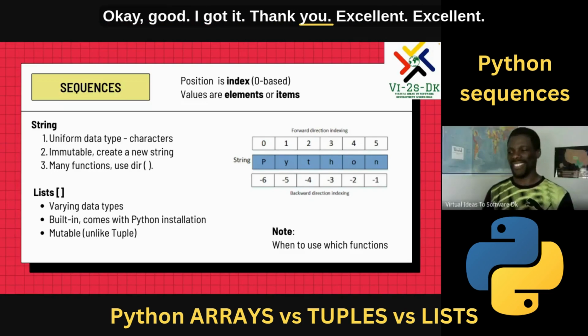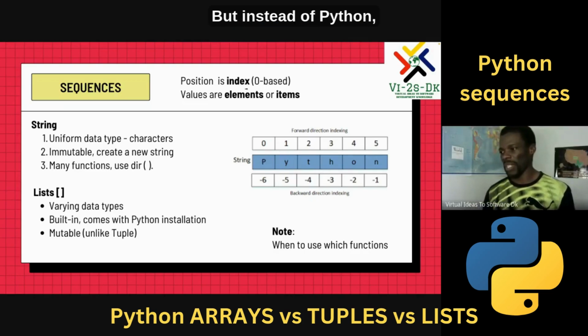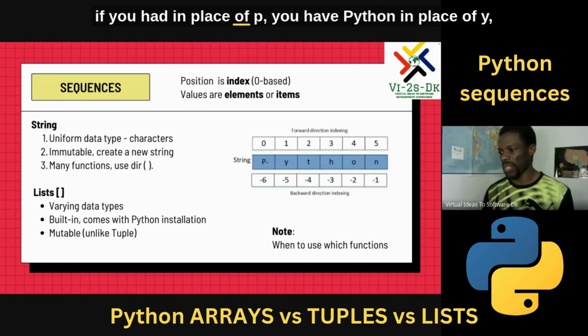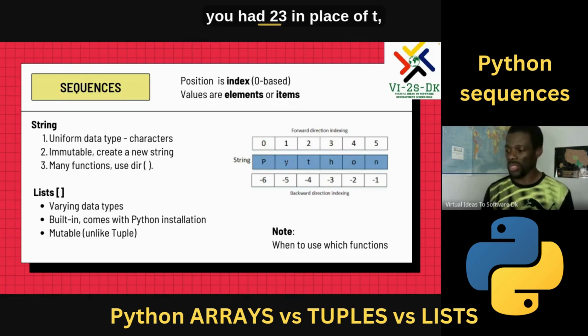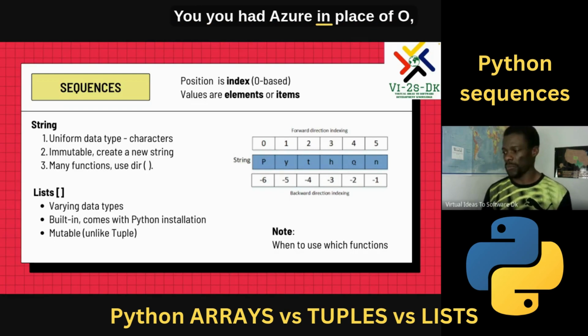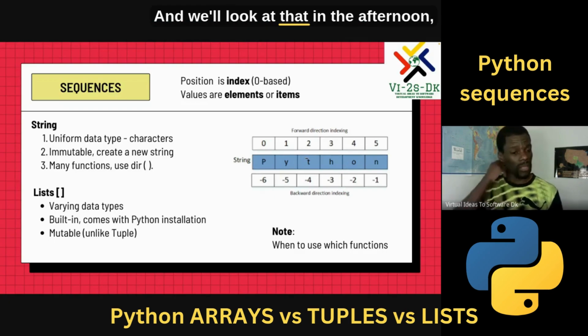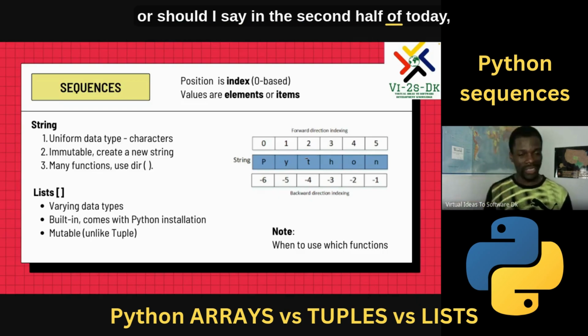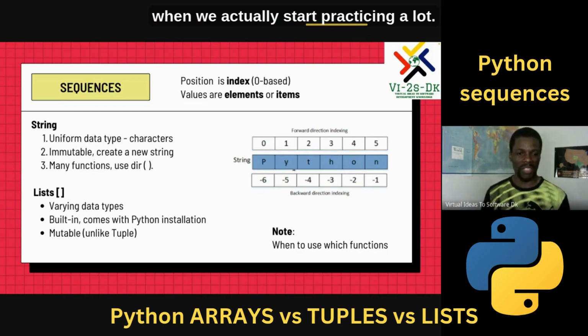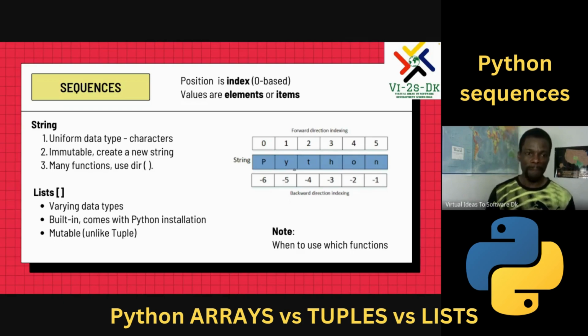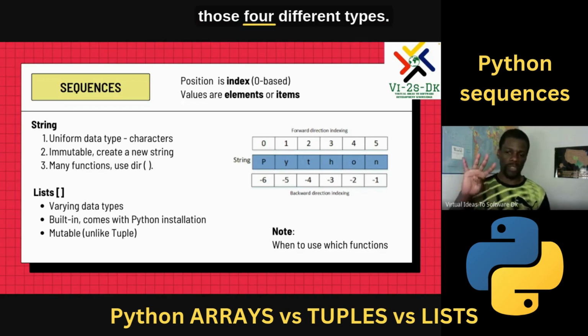Thank you. Excellent. So yes, in this case, P is the element, but instead of Python, if you had in place of P, you had Python. In place of Y, you had 23. In place of T, you had SQL. In place of H, you had Azure. In place of O, you had AWS. You can always change each one of them, and we'll look at that in the afternoon, or should I say in the second half of today, when we actually start practicing a lot. Sounds good? So that's the main thing with sequences, those 4 different types.